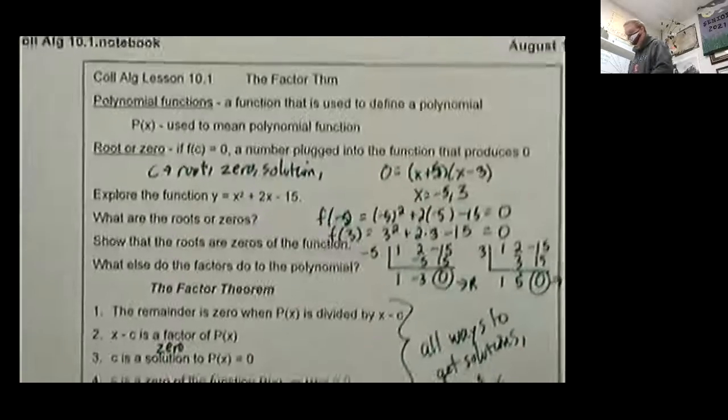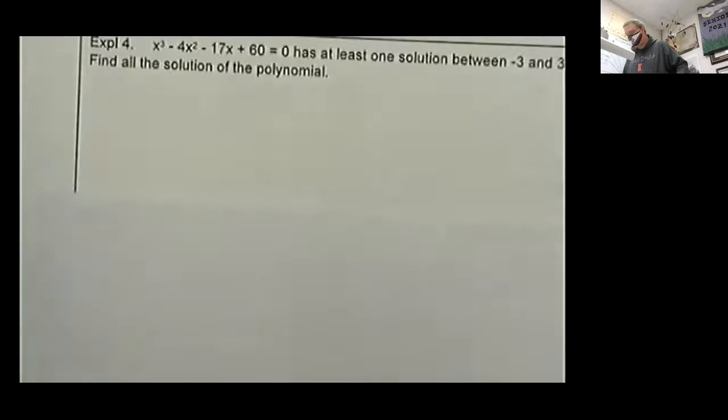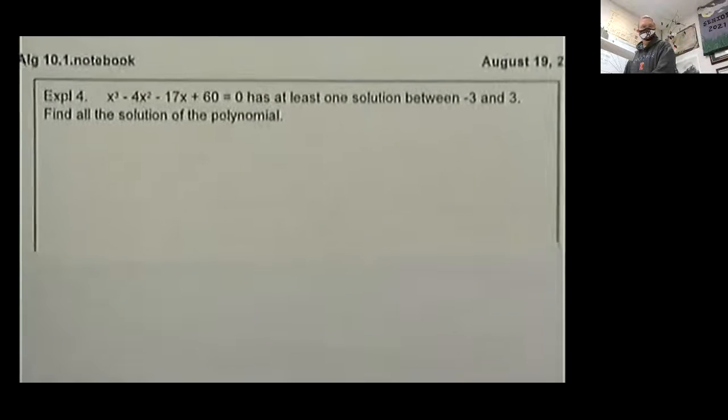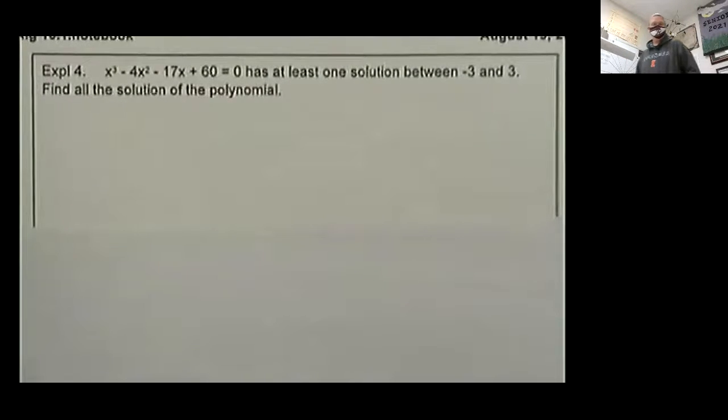All right, let's look at a couple more. Let's look at example 4, and then I'll show you the shortcut method. We have the polynomial x cubed minus 4x squared minus 17x plus 60 equals 0, which has at least one solution between -3 and 3. Find all of the solutions of the polynomial.